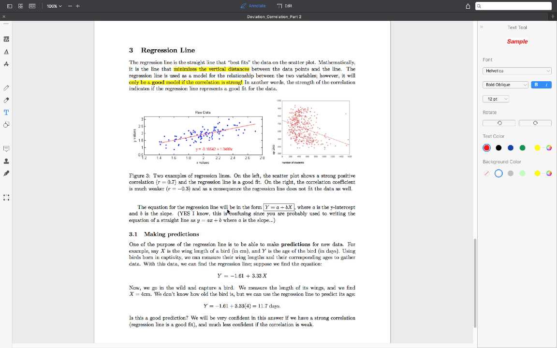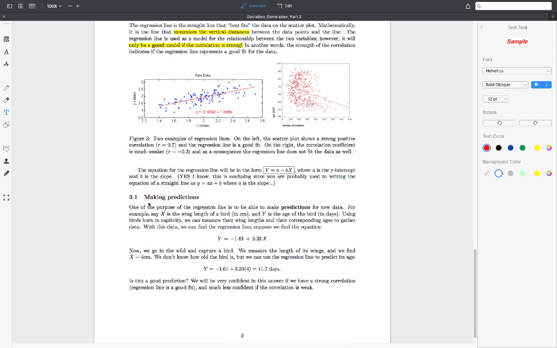The equation for the regression line tends to be written as y equals a plus bx. A is the y-intercept, b is the slope. It's a linear equation. From here on, there's an issue about making predictions. If we've got this data and we've got a line of best fit and a strong correlation, we might then ask, what if we had an x value of 2.1, what might we expect for our y value? You can make predictions from there. It goes through an example.